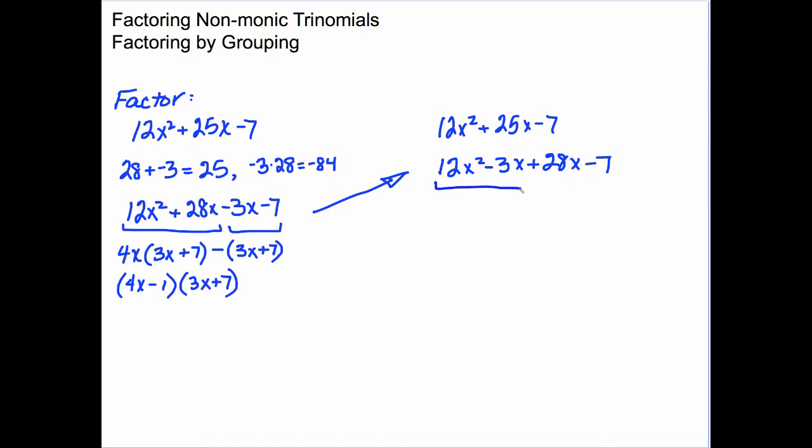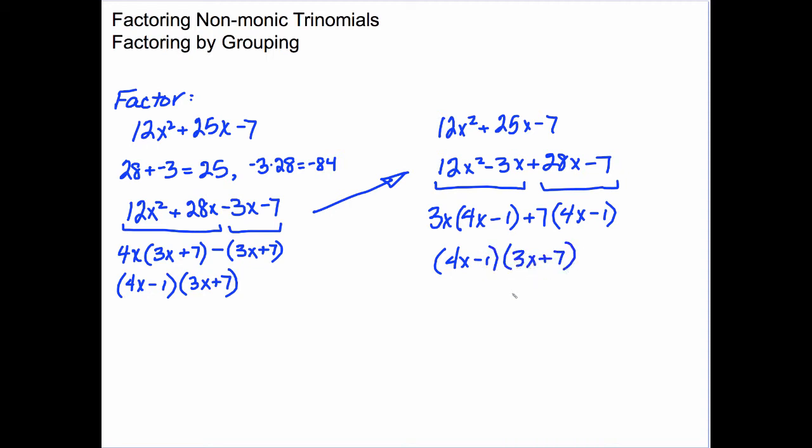Now I'm going to group the terms. And in the first term, the common factor is going to be 3x, and that's going to leave 4x minus 1. And in the last term, 7 is the common factor, so this is also going to leave 4x minus 1. And you can see that when you factor out the 4x minus 1, you still have 3x plus 7, which is exactly the same thing as you got over here.